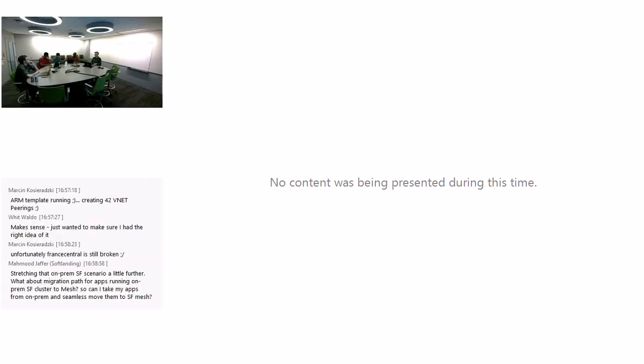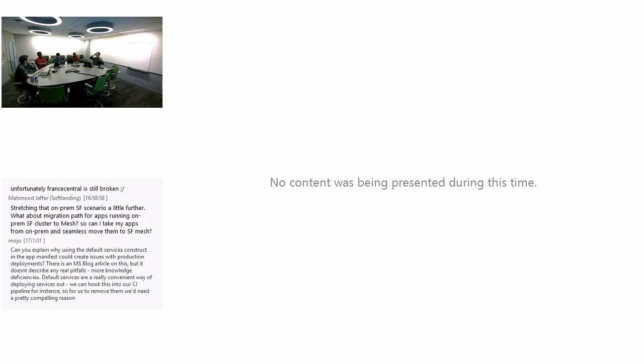This was Mahmoud, stretching the on-prem SF scenario a little further. What about the migration path for apps running on an on-prem SF cluster to mesh? So can I take my apps from on-prem and seamlessly move them to SF mesh? That depends on how you're running them on-prem. If you're running them in containers already, and you're using the resource model.